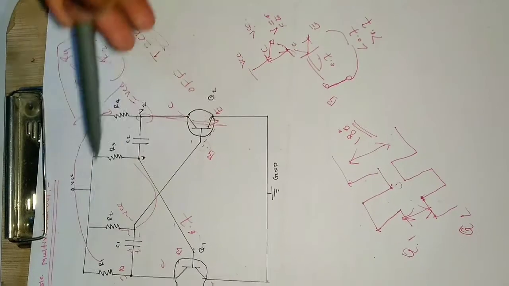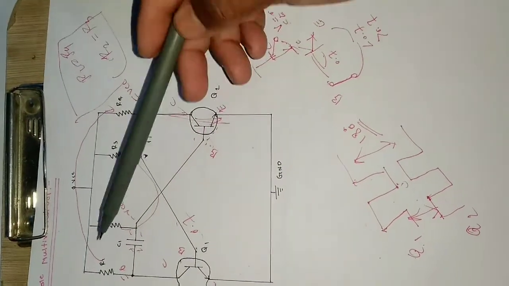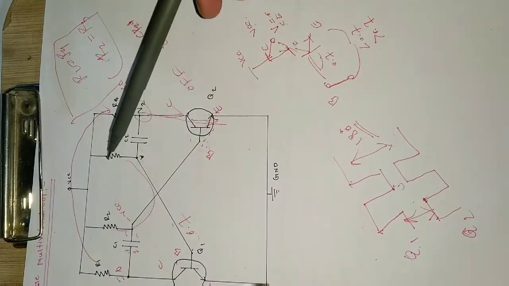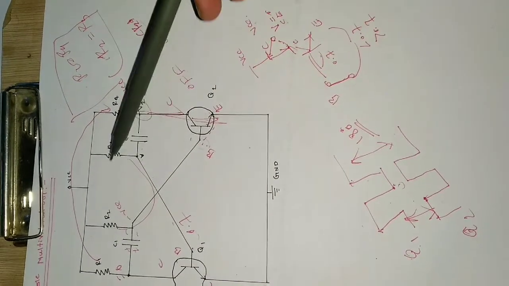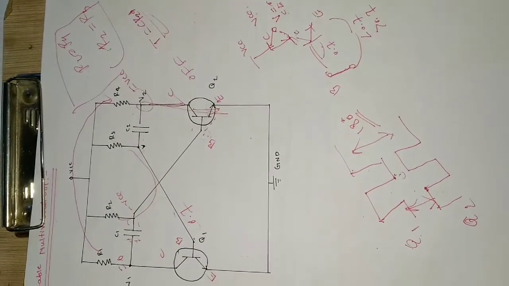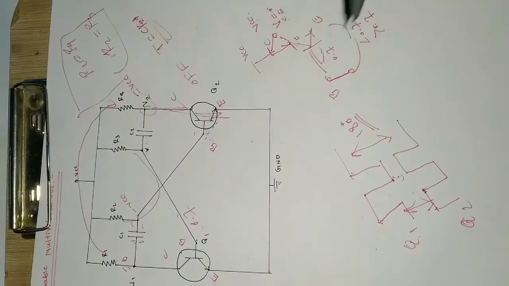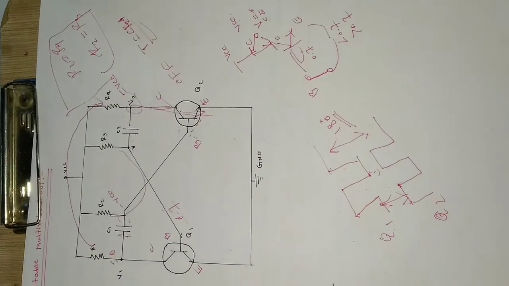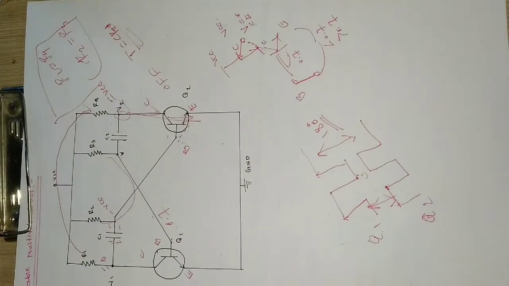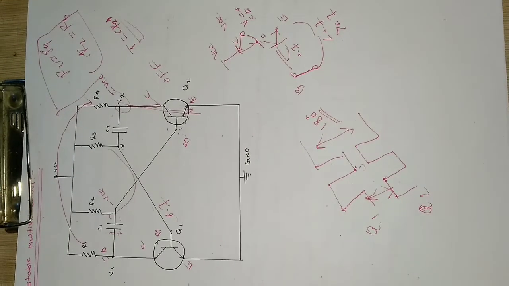So these two resistances should be equal to each other, and this resistance should be greater than this one, and this resistance should be less than this one. And the capacitor values should be equal to each other. At that time you can get the perfect square wave. So that's all about the astable multivibrator.